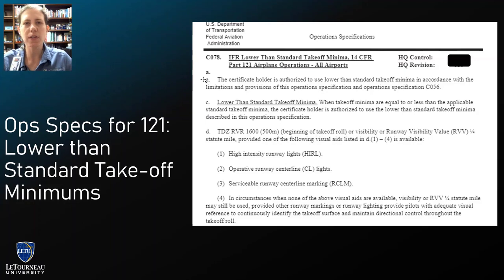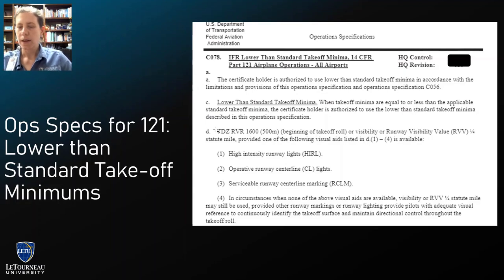Now, what is standard takeoff minima? If you look at 14 CFR 91.175, you see that for a 1 and 2 engine aircraft, the standard takeoff minimum is 1 statute mile visibility, or for a 3 or 4 engine aircraft, the standard takeoff minimum is prescribed as 0.5 mile visibility. It says very clearly in 91.175 that this applies to Part 121 operators and a few other parts. This is going to focus on 121. So this C78 says right here that we can use lower than standard takeoff minimums in accordance with everything set out in this OpSpec.